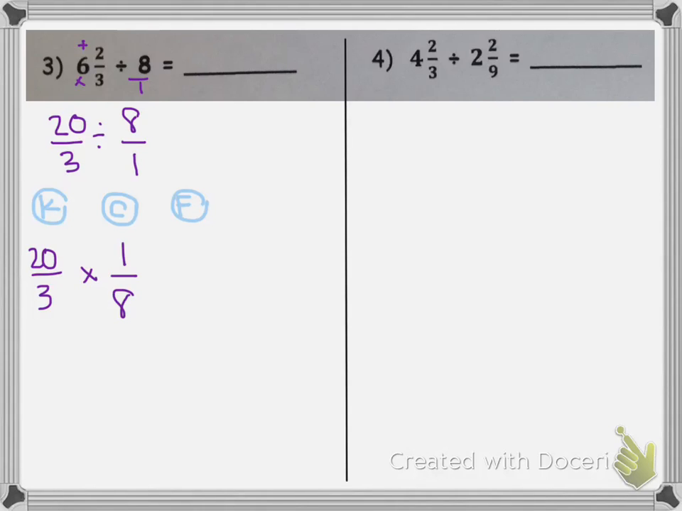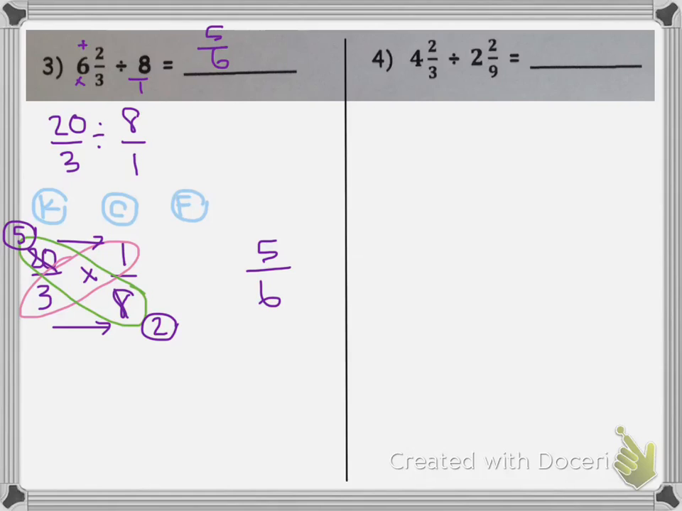I want you to go ahead and try solving this on your own, which means you're going to look at your diagonals and simplify, cross-simplify, and then multiply straight across and get your answer. Once you've done that, I want you to press play. So go ahead and pause the video, and then when you are done, press play to check your answer. Alrighty, so you should have 5/6.